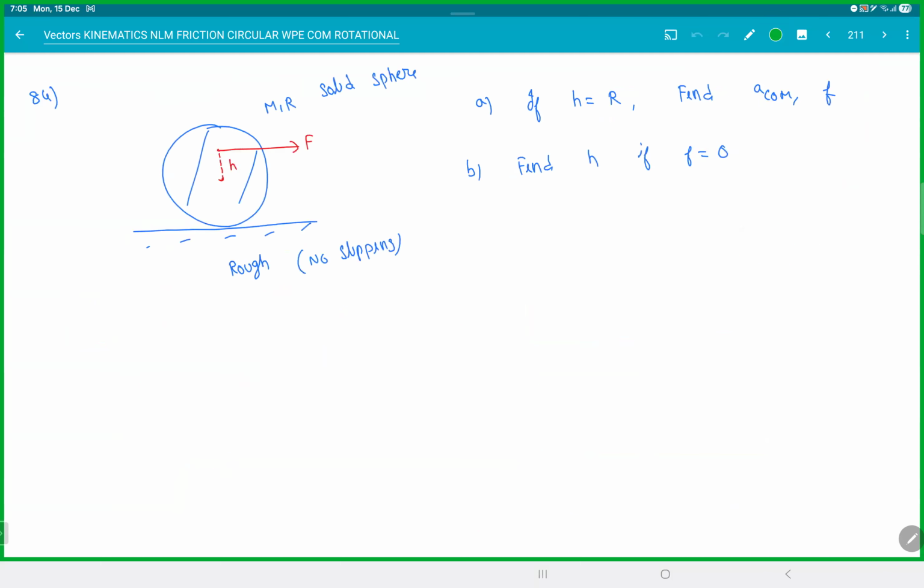Let's take this problem. We have a solid sphere of mass M and radius R. If h is equal to R, find the center of mass acceleration, the friction, and mu minimum. Find h if friction is 0. Two different questions. Where should I apply the force if the friction is 0 on the solid sphere? They can ask a question like this also. Find the position of the force if the ball never slips. Meaning, even if you apply infinite force, the ball should not slip. So you have to find a point where f is always 0. Then it doesn't matter how much force you apply.